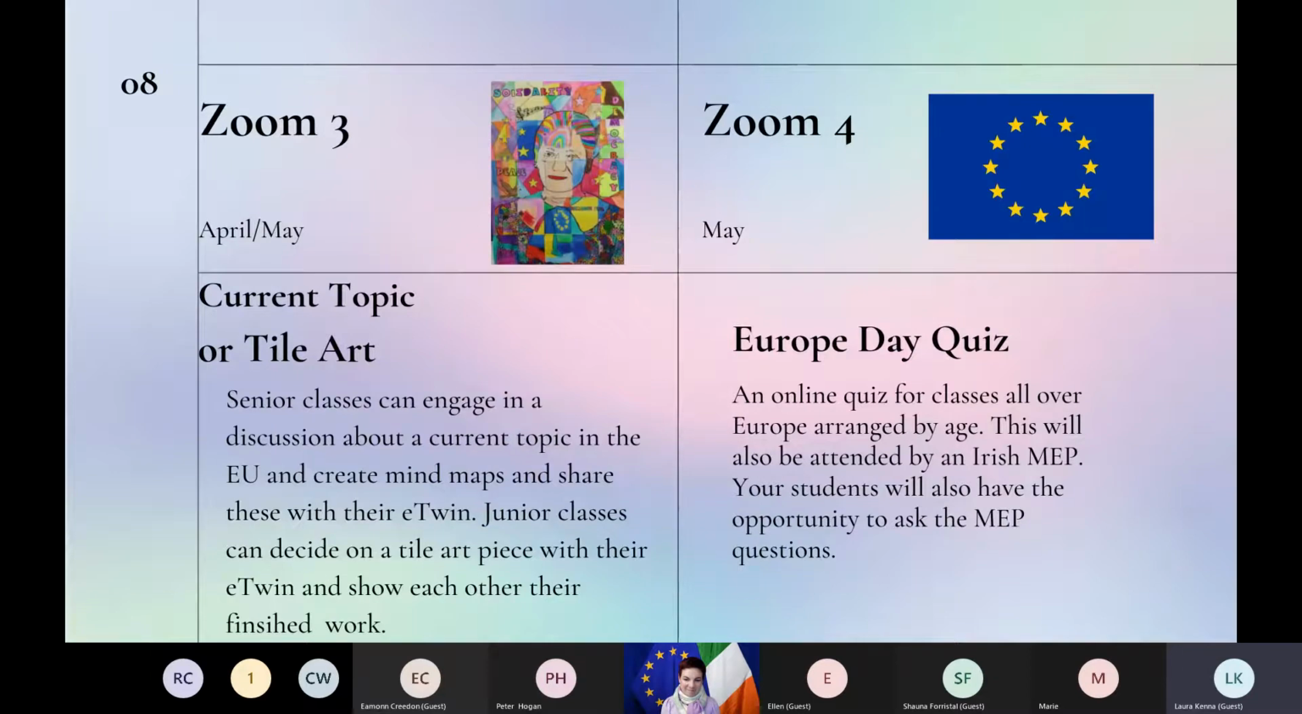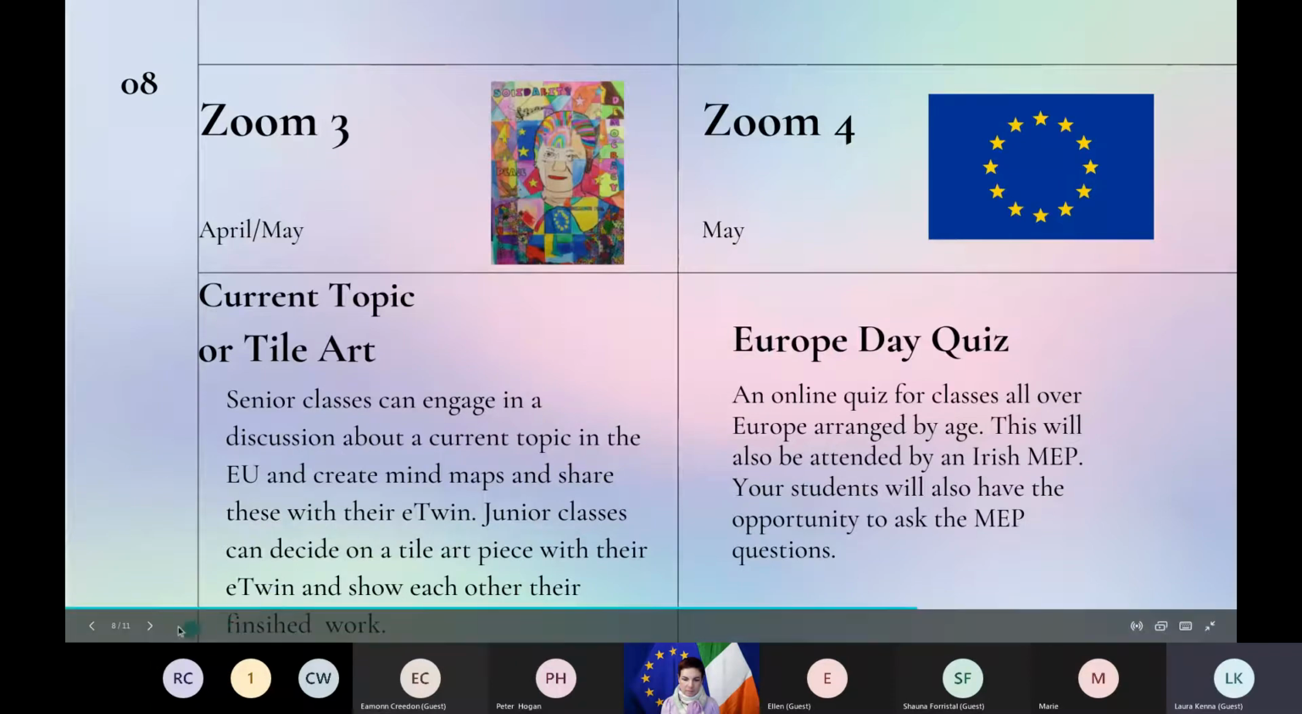And then in May, there's the fantastic Europe Day quiz. This was organised last year and they had over 7,000 participants from kids all over Europe. It's also going to be attended by an Irish MEP, and your eTwin will join with you, and your students are going to have the opportunity to ask the MEPs questions too. So it's a great day.